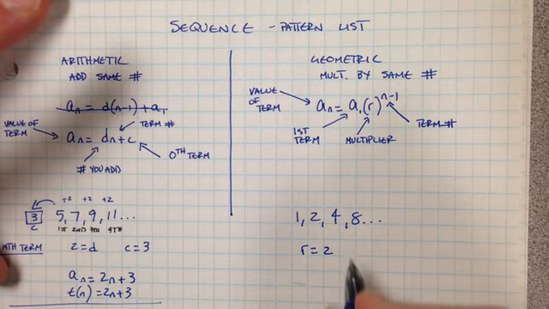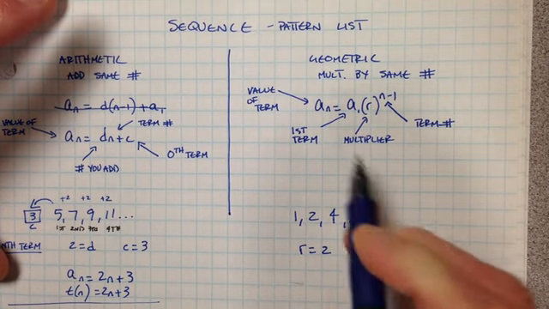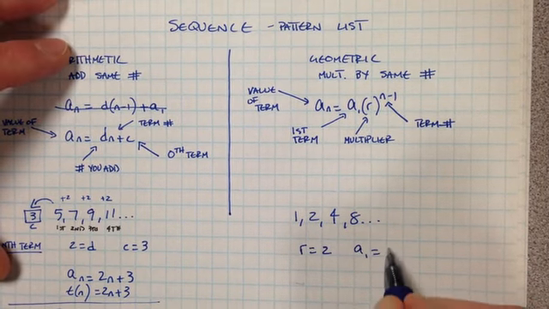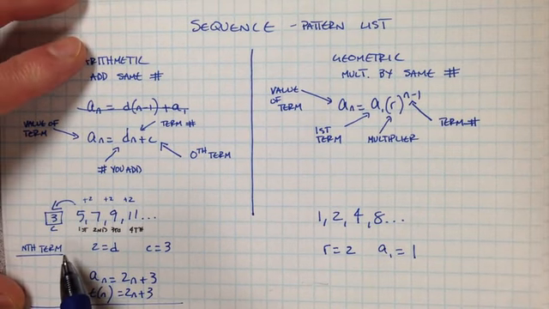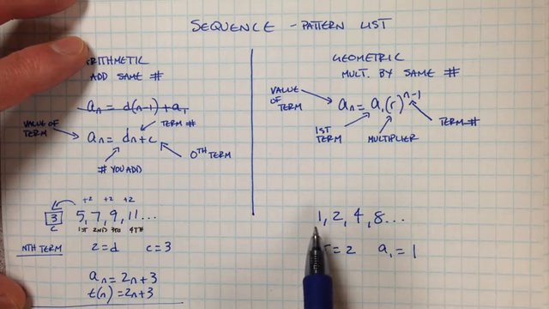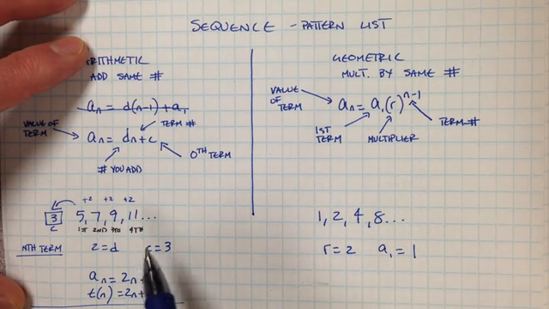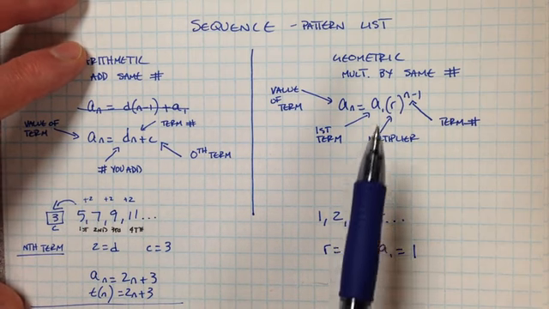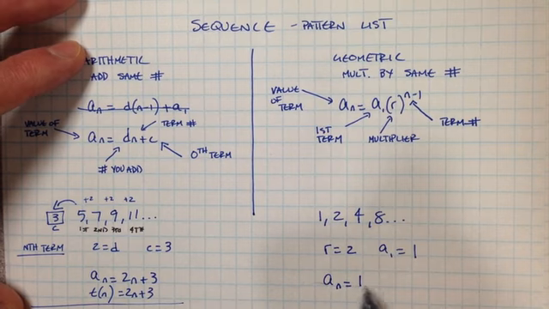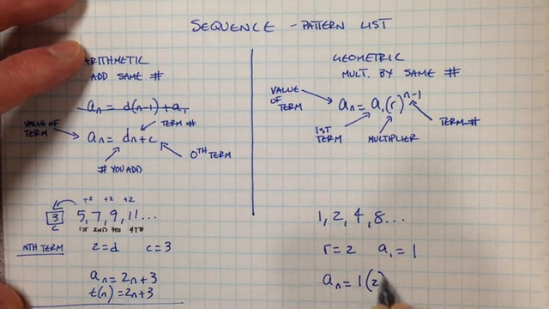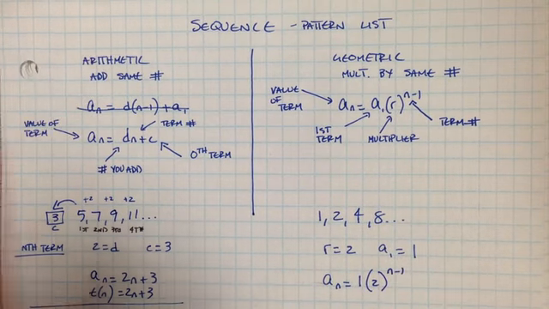I also need a sub 1. Well, that is the first term, so the first term in this list would be 1. It is different from what we were doing over here with my arithmetic. A is simply the first term, where C here in the arithmetic we had to go one step back to find the 0 term. Please don't confuse those two. So now having my A sub 1 and my R, I can now write my rule. A sub n equals A, my first term, my multiplier raised to the n minus 1.